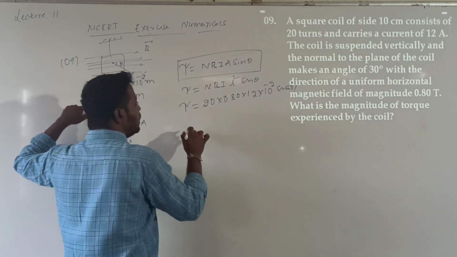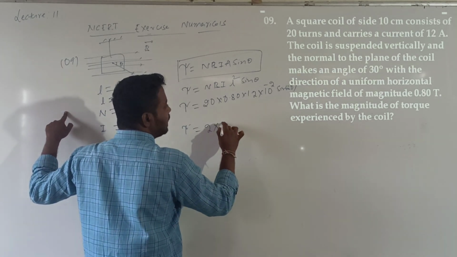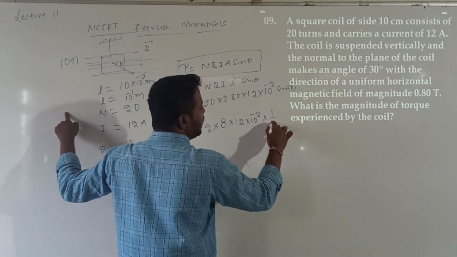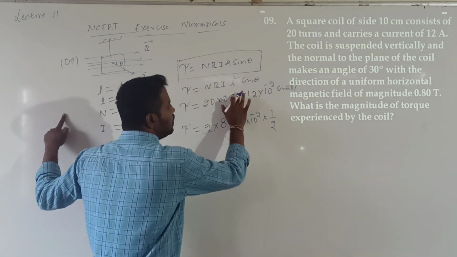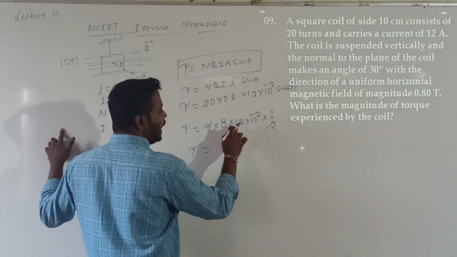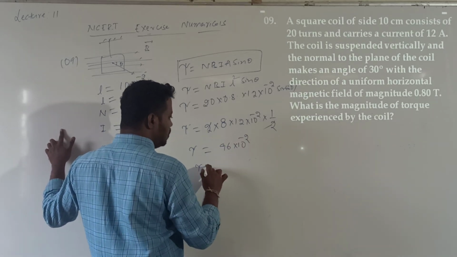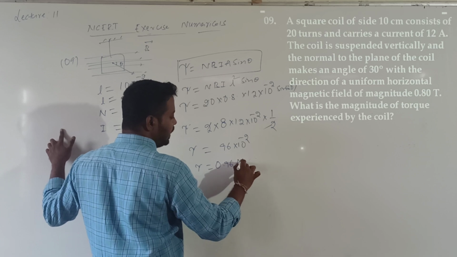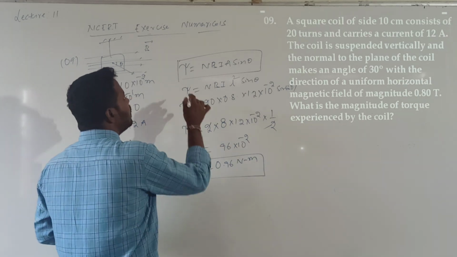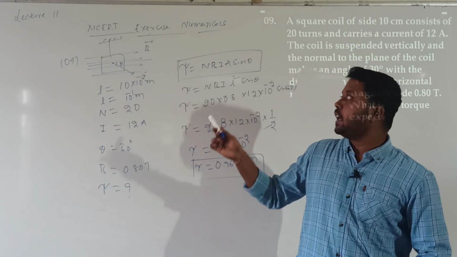Right? Then what is tau value, which is 2. Can I write 2 into 8 into 12 into 10 power minus 2 into sin 30 value 1 by 2. This is 0, the 1 decimal cancels. So can I write, then this 2 cancels. So tau value: 12 8s are 96, 96 into 10 power minus 2, which is tau value 0.96 Newton meter. Okay, this is the expression for torque. But remember, the torque formula, when the normal to the plane of the coil is making an angle.